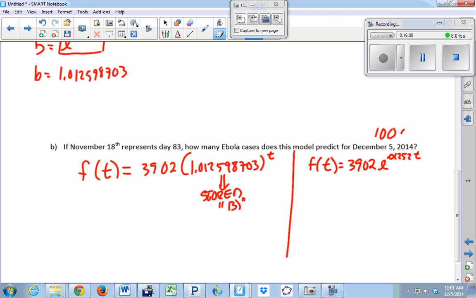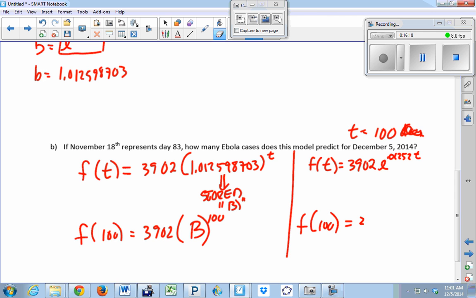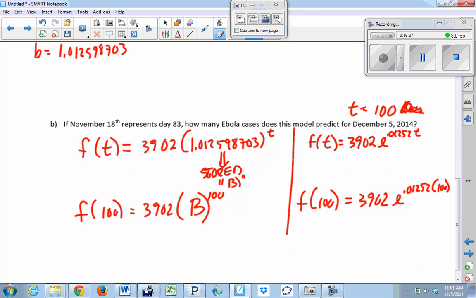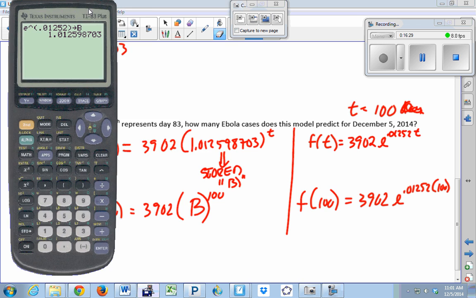100 days. So t is going to equal 100, the value 100. So I put this into my first model. And I'm going to use the big letter B because it's easier to write, we'll get it out of my calculator. And in our second model, we put 100 in for t here. So let's take a look at what we get.